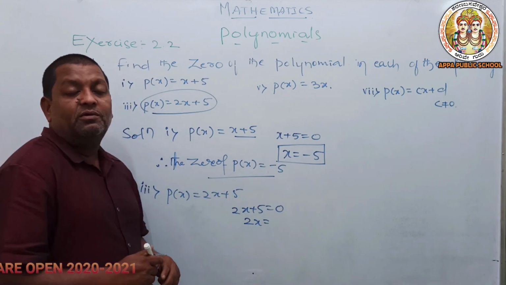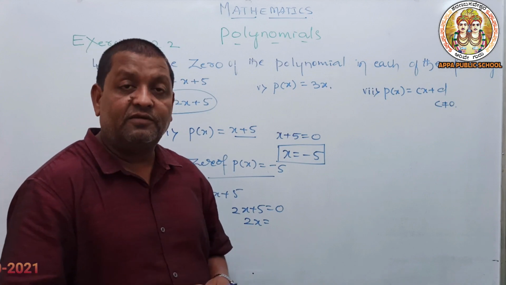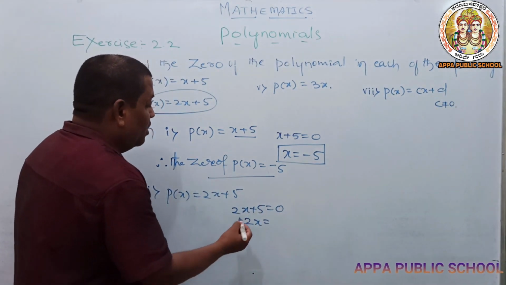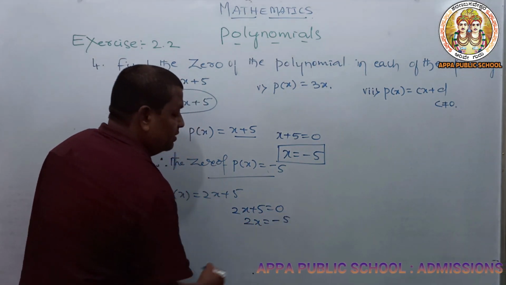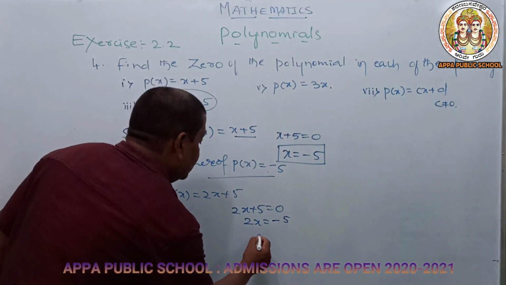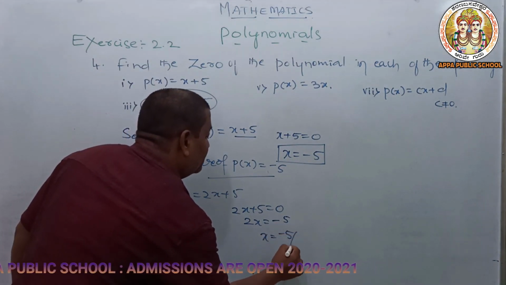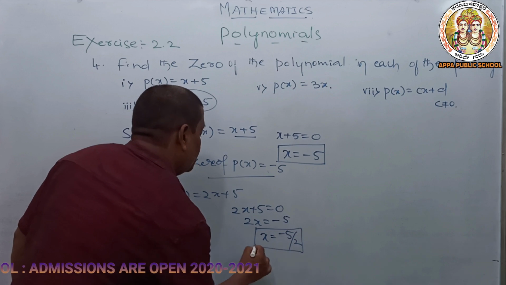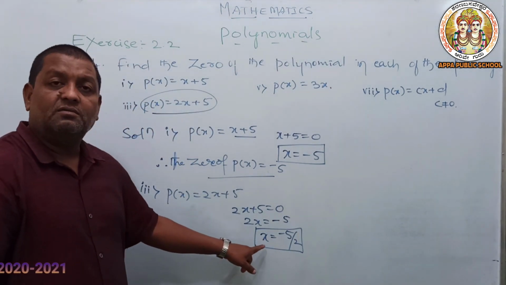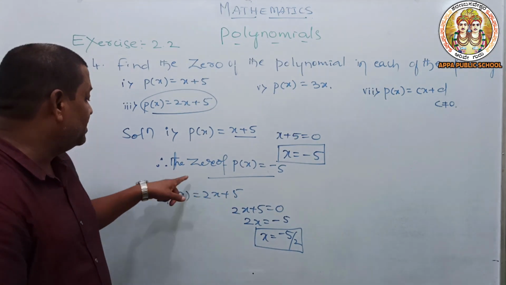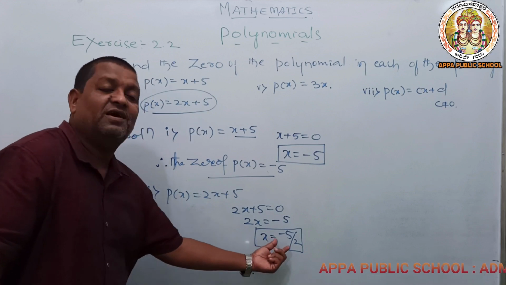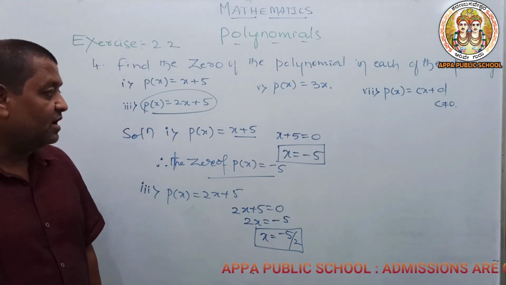We already know when we are shifting things from LHS to RHS, the terms change their sign. So plus 5 becomes minus 5. But I want only x. What is x? We already know x is equal to minus 5 by 2. Keep it in a box. So that is the answer. That is the 0 of the given polynomial. So once again you can write, the 0 of the polynomial P of x is minus 5 by 2.